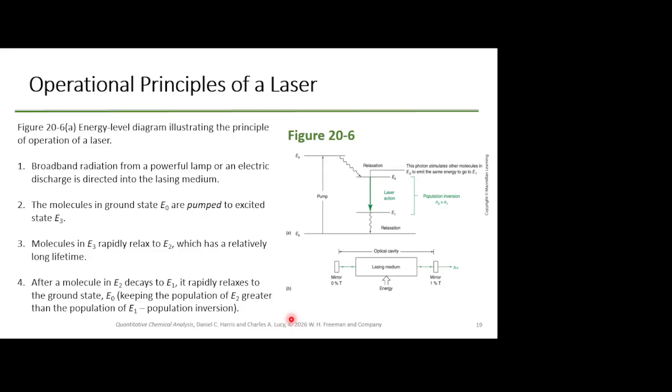So these are the operational principles of a laser. There are many types of lasers now that have been developed off of these principles. So this is the energy level diagram here that we'll need to discuss this. Broadband radiation from a powerful lamp or an electric discharge is going to be directed into a medium of some sort. And this is actually where the naming of those lasers comes from. You'll see it's like a helium neon laser or various different, usually a noble gas paired with something, but it doesn't have to be. And those are actually what you're directing that radiation into.